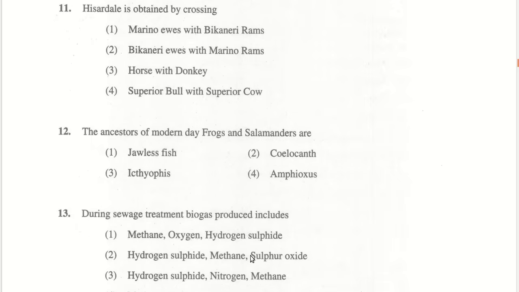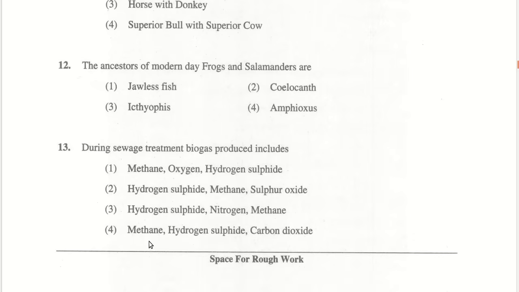salamanders. During sewage treatment, biogas produced includes methane, hydrogen sulfide and carbon dioxide. This is the correct combination: methane CH4, H2S, CO2, methane, hydrogen sulfide, carbon dioxide. So the fourth one is the right answer.